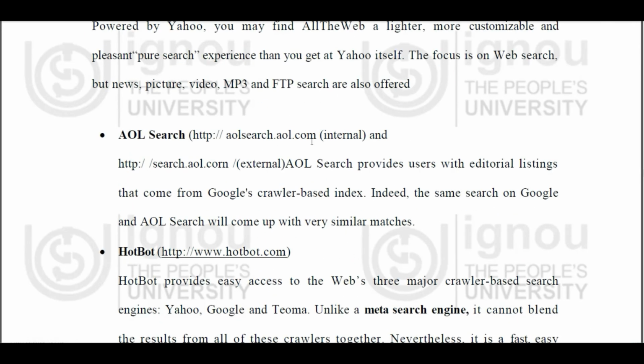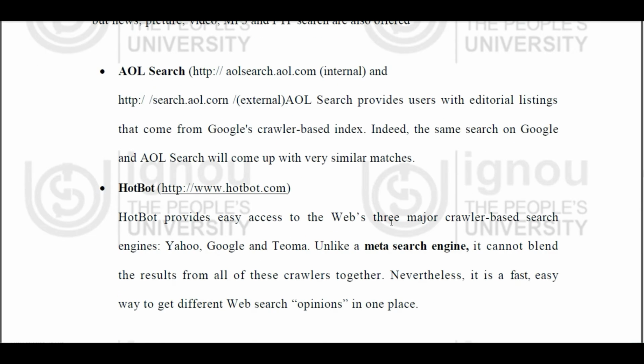AOL Search, search.aol.com. AOL Search provides users with editorial listings that come from Google's crawler-based index. Indeed, the same search on Google and AOL Search will come up with very similar matches.